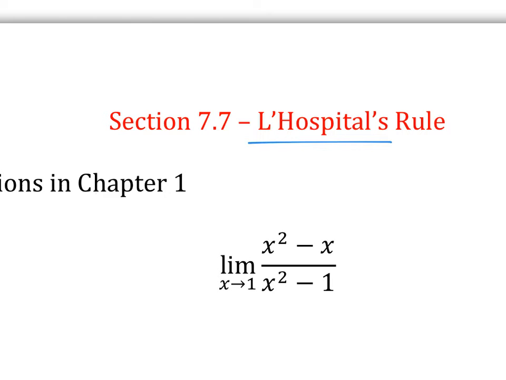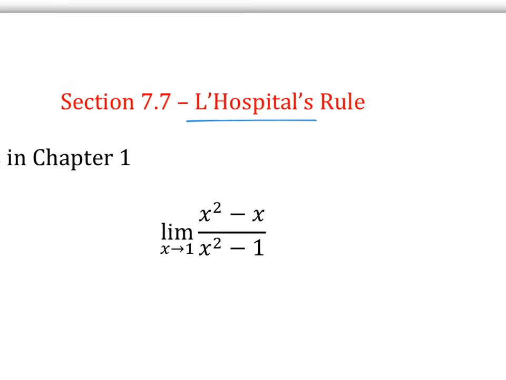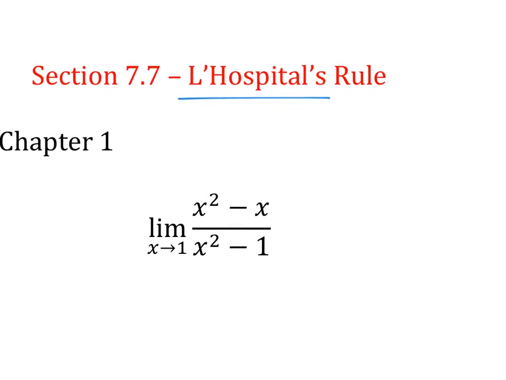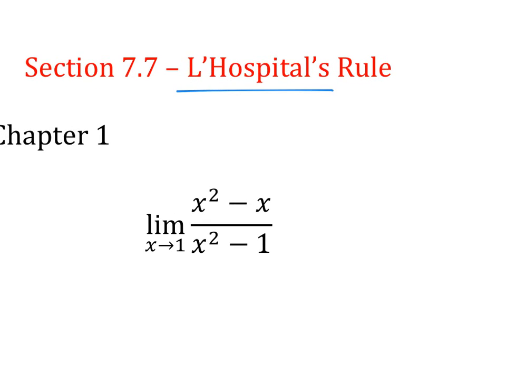Okay, it's called L'Hopital's rule. We're going to use this all the time now after I show you. Okay, so recall this question in chapter 1. Limit as x goes to 1 of x squared minus x over x squared minus 1.